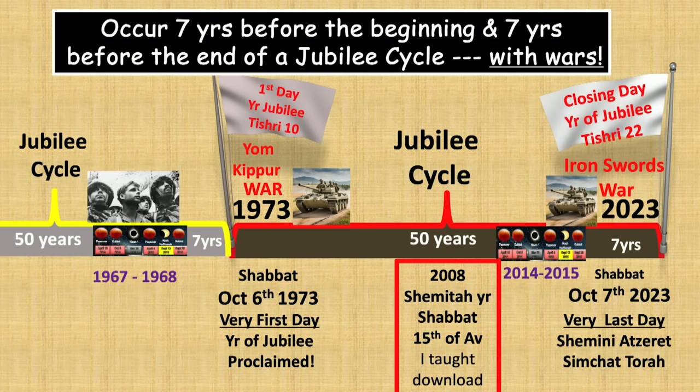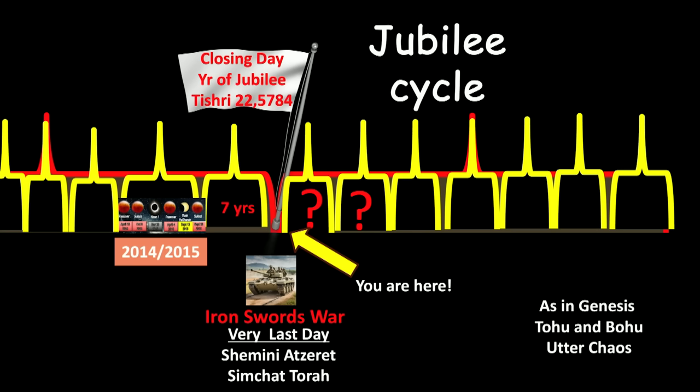Here, what are the odds that you have these four blood moons occur 7 years before the beginning and 7 years before the end of a Jubilee cycle, and with wars? So here you are. You are right here. This is the end of the Jubilee cycle. This is the first year of 7 years. Each one of these is 7 years. 7 times 7 is 49. We are right here, and we're trying to figure out what this Jubilee cycle is going to bring. Here it ended with the Iron Sword War, which is going right now.